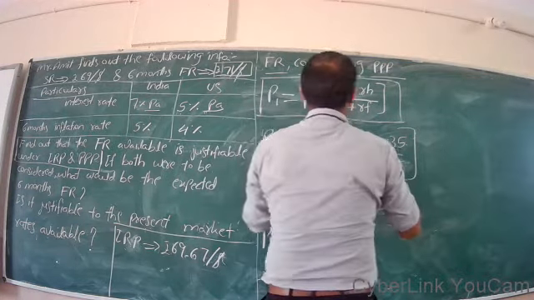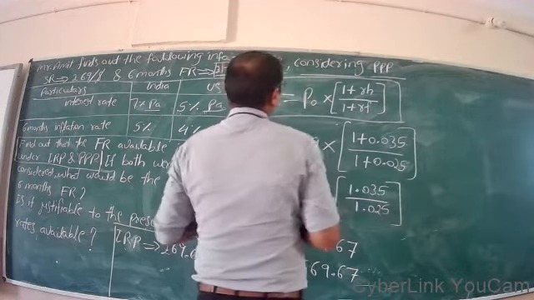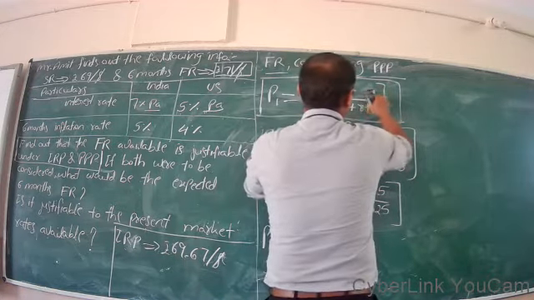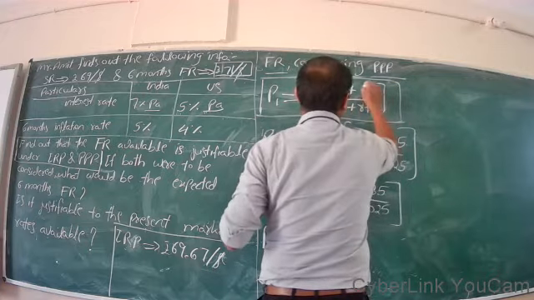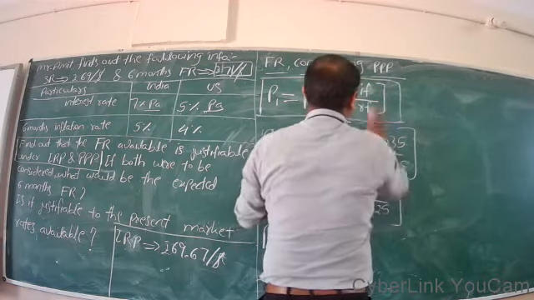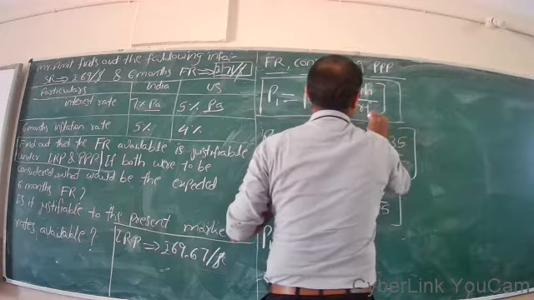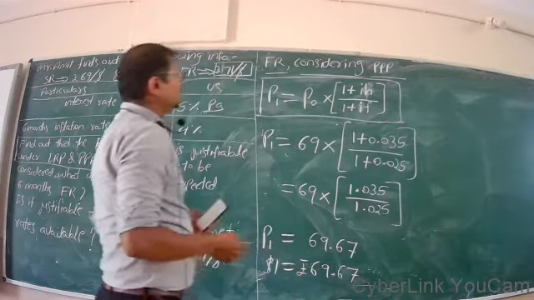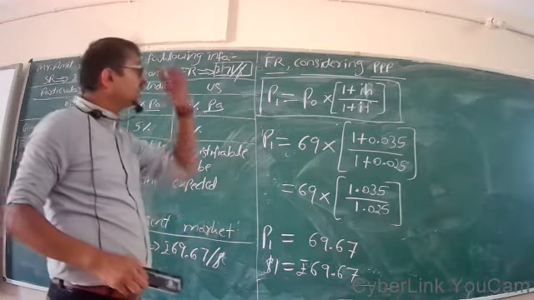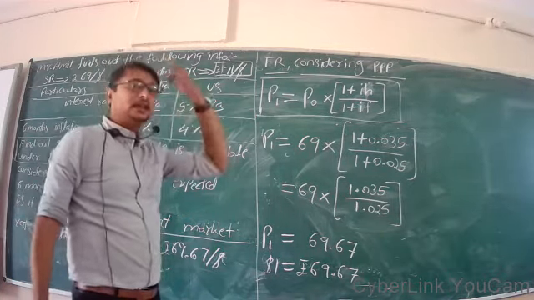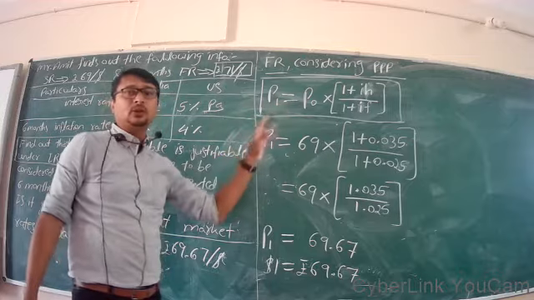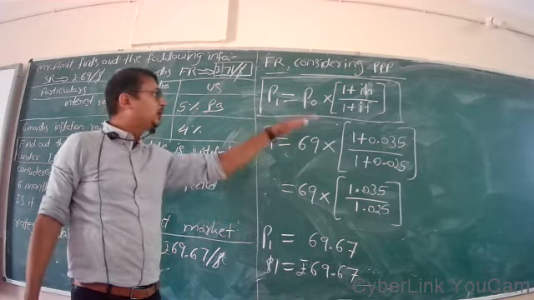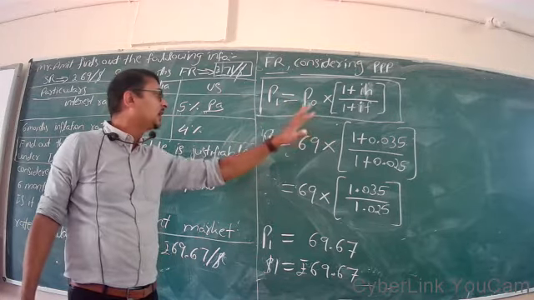So the formula will be: new exchange rate is equals to old exchange rate into 1 plus inflation in home country divided by 1 plus inflation in foreign country. So P1 is equals to P0. Remember the formula for purchase power parity theory. It is P1 is equals to P0 into 1 plus inflation in home country, that is IH, divided by 1 plus inflation in foreign country, that is IF.